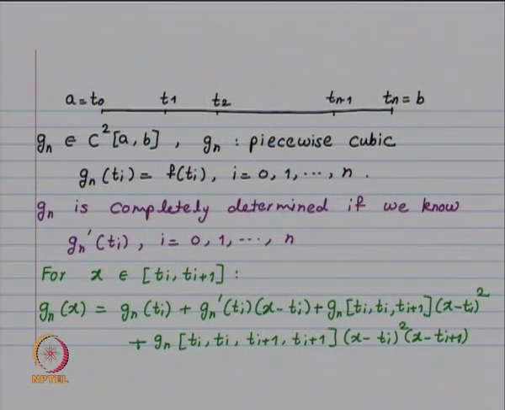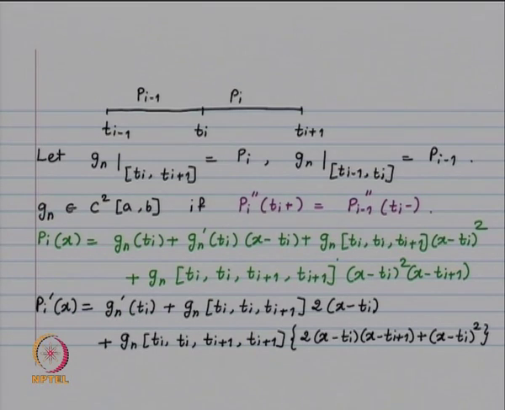So, now what comes is the technical part. I have explained to you the idea, and now let us work out the details. Look at the interval t_i to t_{i+1}, where we have written g_n(x) in terms of g_n(t_i), g_n'(t_i) and then the divided differences. These divided differences also will be in terms of the value of g_n at t_i and the value of g_n' at t_i. Now, look at the derivative.